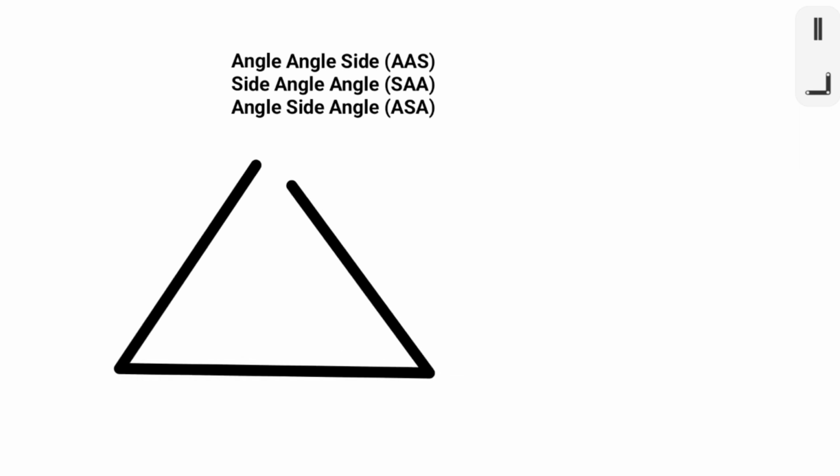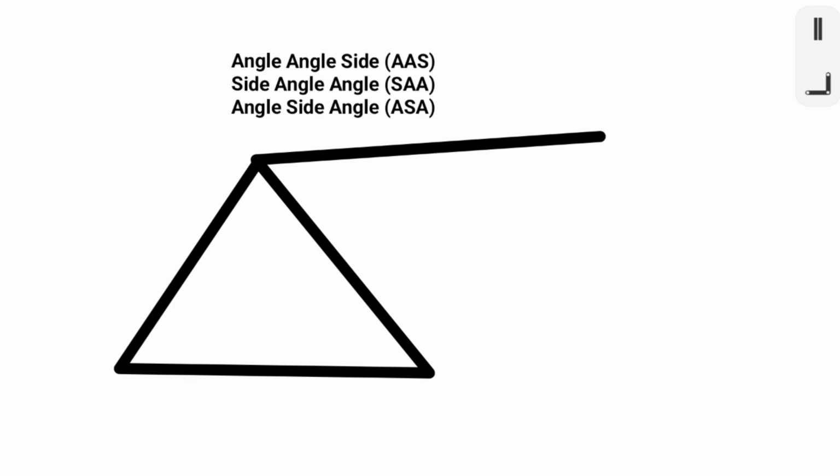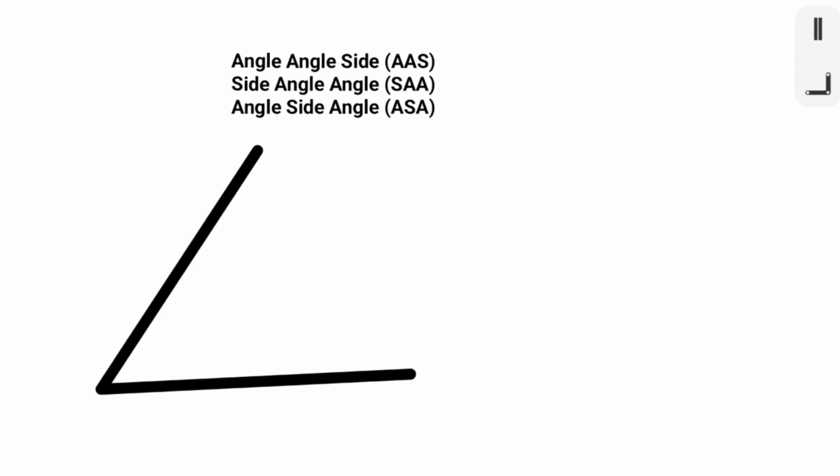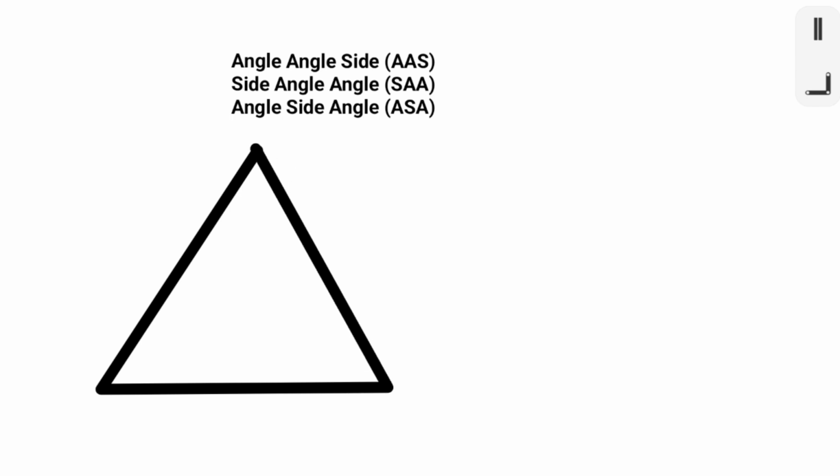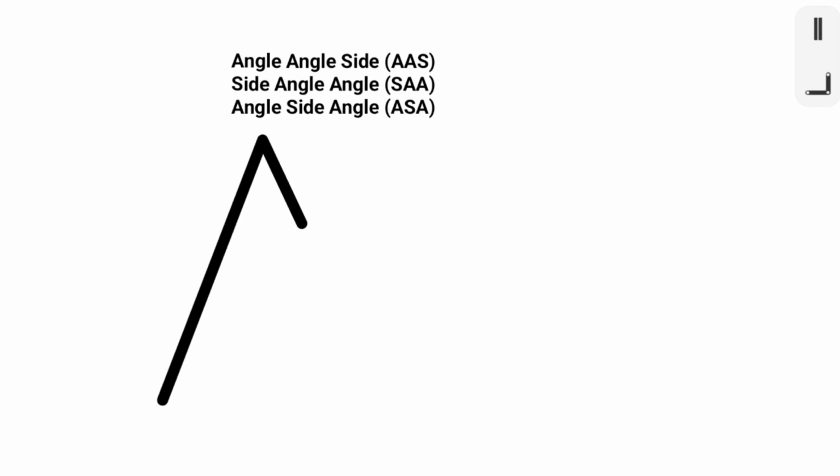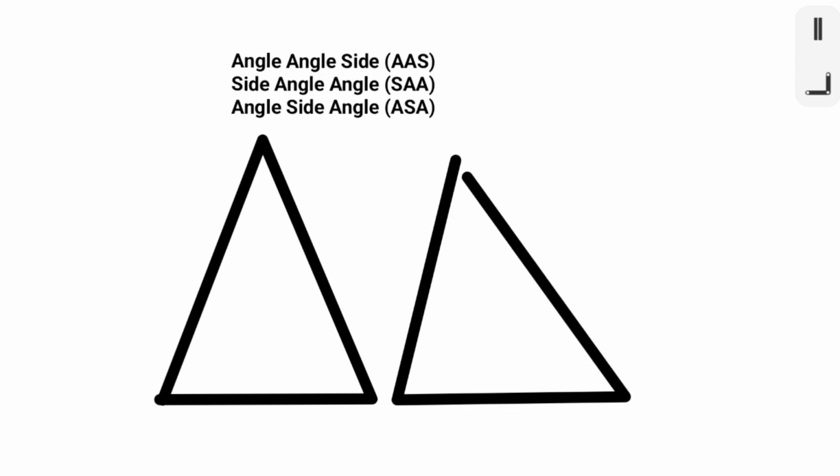Let's look at these cases quickly. So we have a triangle here, and another triangle here. And then what do we want to have in our first case here? Our first case here, what we want is that we must have angle, angle, side.